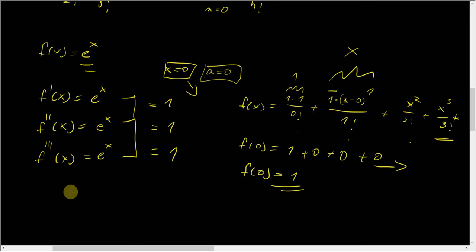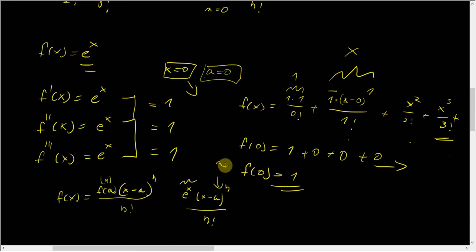Obviously, for a more general case, you just rewrite it like this. This is supposed to be point A, just so that I make things clear. So that's sort of a more general case. You would have e to the x times x minus a. This is not going to change, right? To the nth power divided by n factorial. A being the given point.